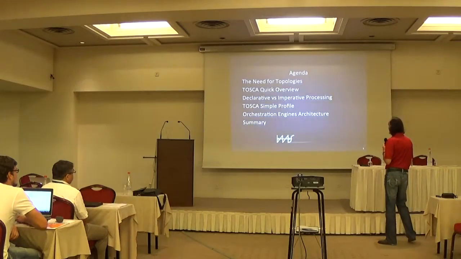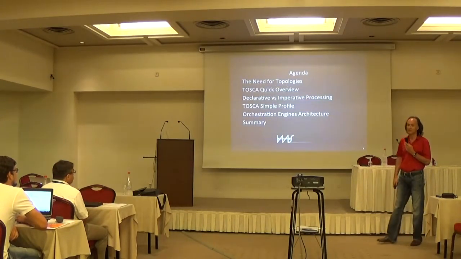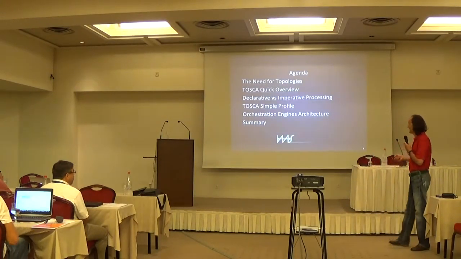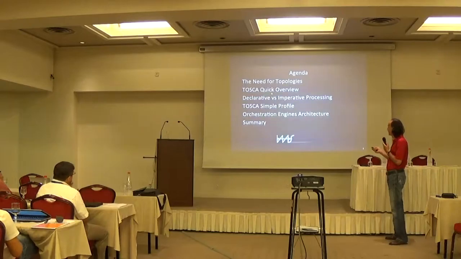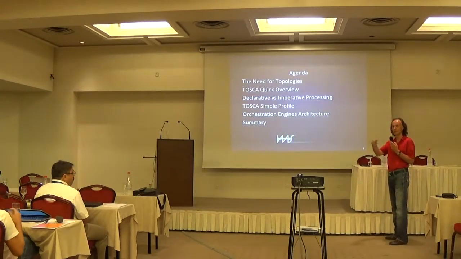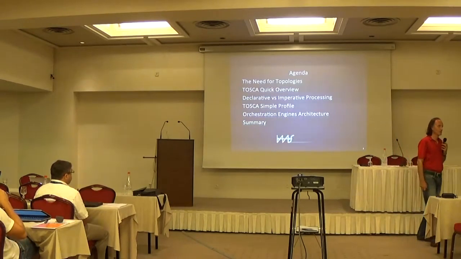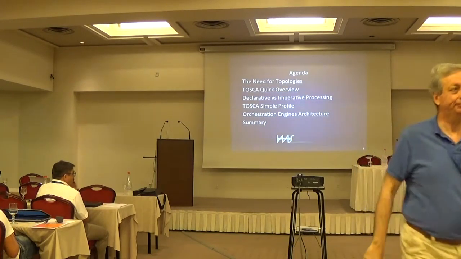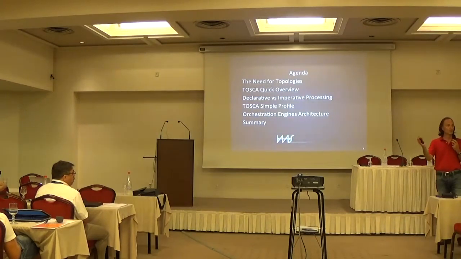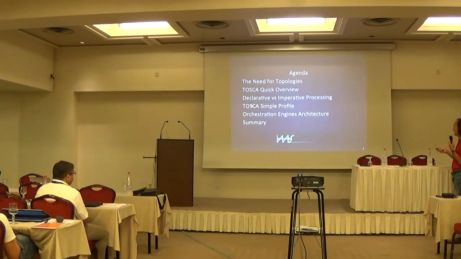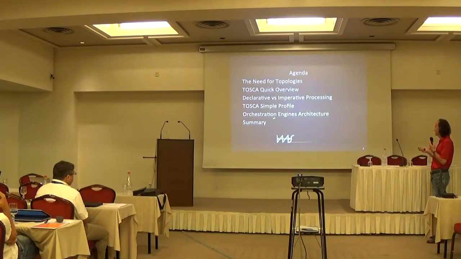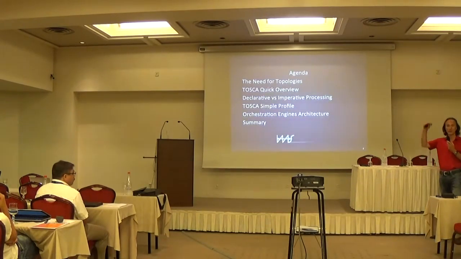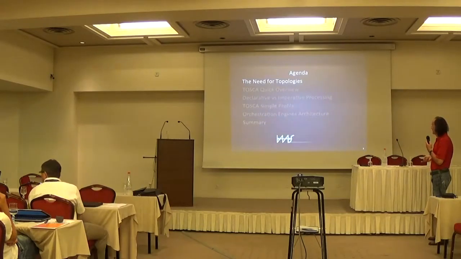So the structure of the next 45 minutes is I'm going to motivate why we need something that's called topologies in the cloud. Then I give you a quick overview on Tosca because we gave a talk, I think, last year on Tosca. Some of you will participate in the courses, got a lecture on Tosca. And then I will discuss something that's called declarative versus imperative processing of topologies. There's a lot of fight going on even within the industry, which one is better, what are the limits, and so on. And then I discuss this new thing that Gerd already mentioned, the simple profile in Tosca, and give a quick overview of orchestration engines architecture from a high level, so that Uwe can build on that and then discuss OpenTosca.